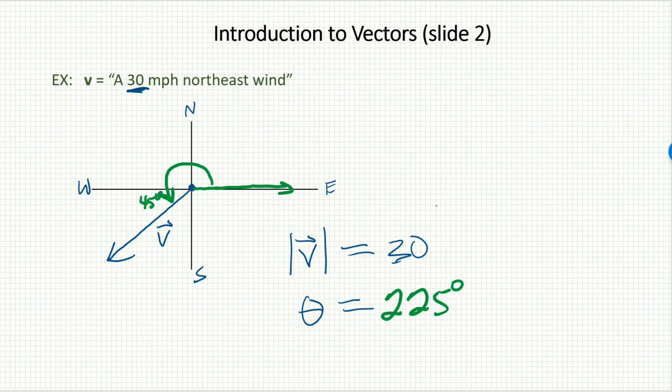Every vector then can be drawn as an arrow in the xy plane. It has a magnitude or length, and it has a direction angle.